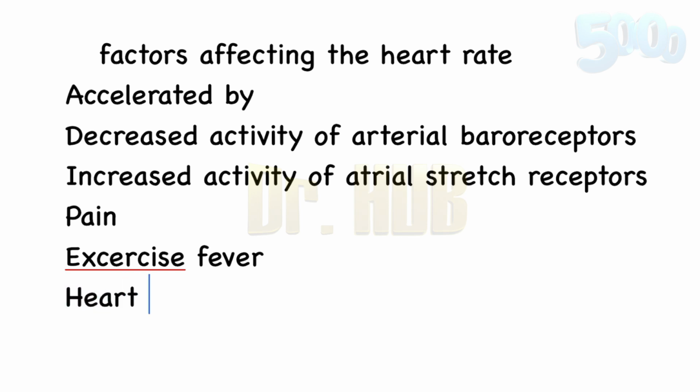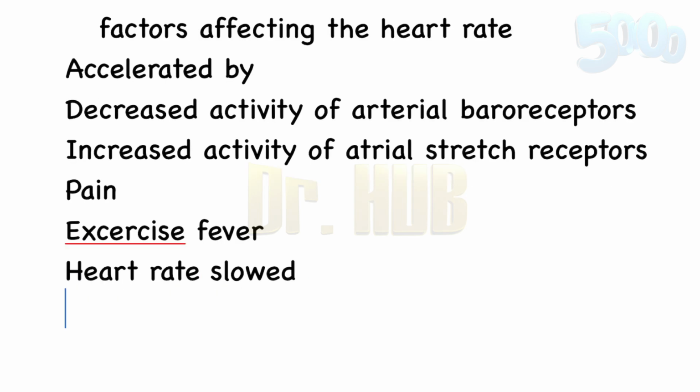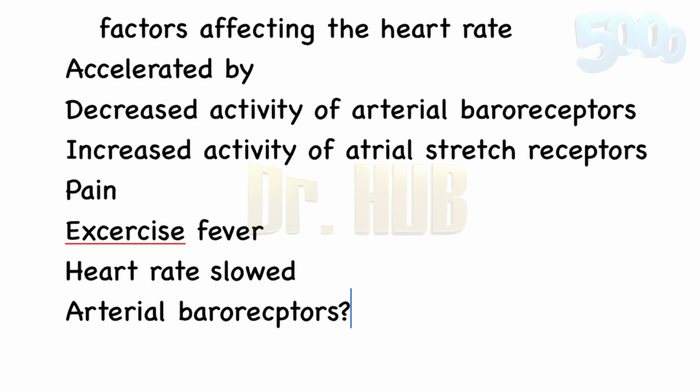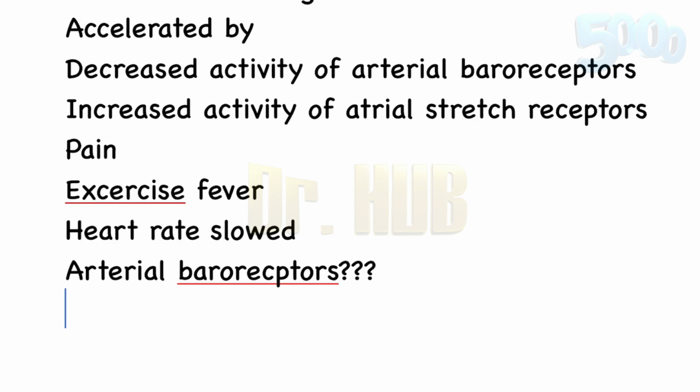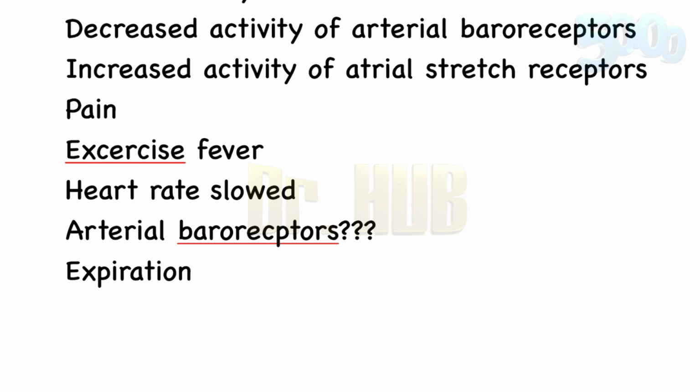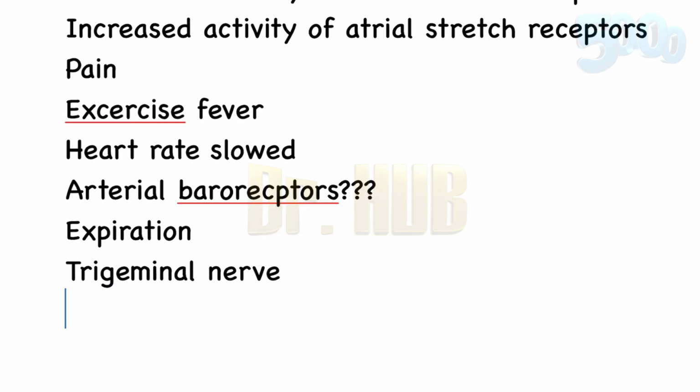Next, what slows the heart rate? The slowing of the heart rate is found with increased activity of the arterial baroreceptors. So decreased activity increases the heart rate, while increased activity of the arterial baroreceptors decreases it. Next, in the case of expiration, the heart rate is slowed. Then in grief it is slowed, and also with stimulation of pain fibers in the trigeminal nerve. Next, also increased intracranial pressure.